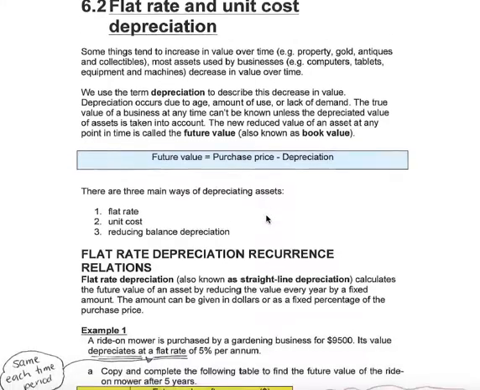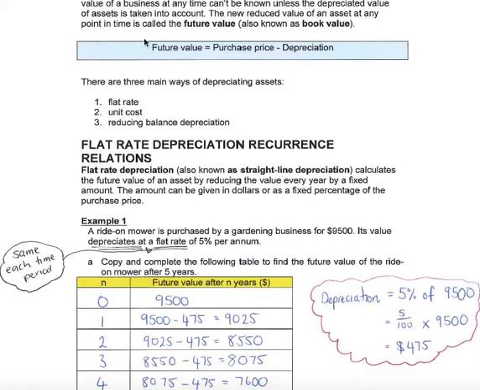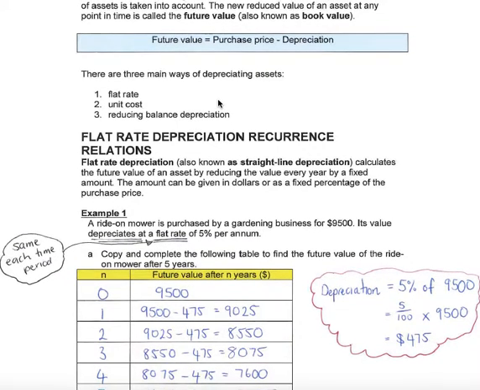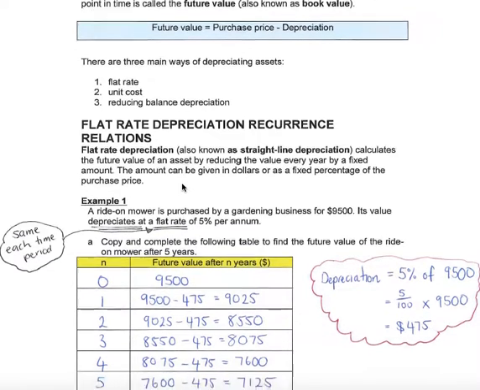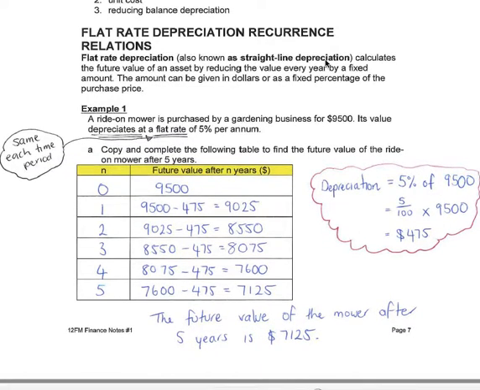So we're going to have a look. We can find that the future value of an item will be equal to its purchase price, subtract its depreciation. And there's three ways that depreciation can occur in assets: as a flat rate, a unit cost, or reducing balance depreciation. So we're going to have a look at flat rate depreciation, and we're using recurrence relations to do that, and then we'll have a quick look at the other two as well. So flat rate depreciation, which is a straight line depreciation, is calculated by finding the future value of an asset and how much it's reduced by each year.